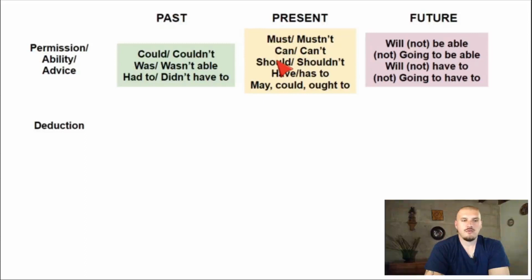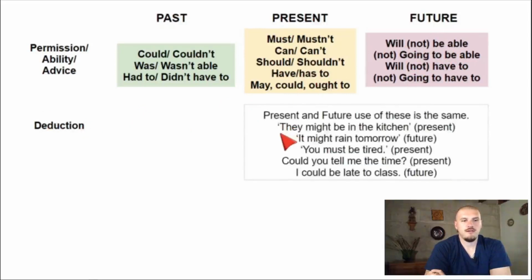Con cualquier otro verbo como be or have or do, se puede decir will do, going to do. Okay? Will be, going to be. Will have, going to have. Okay? But can and should and must and may and could and ought, it's not possible to say will can, going to can, will should, going to should. It's not possible. When we're talking about deduction, we can use these for both present and future.